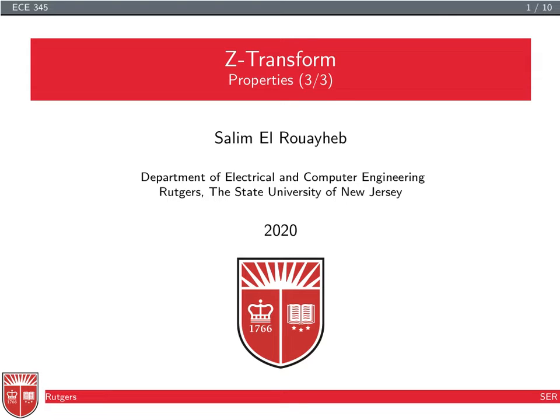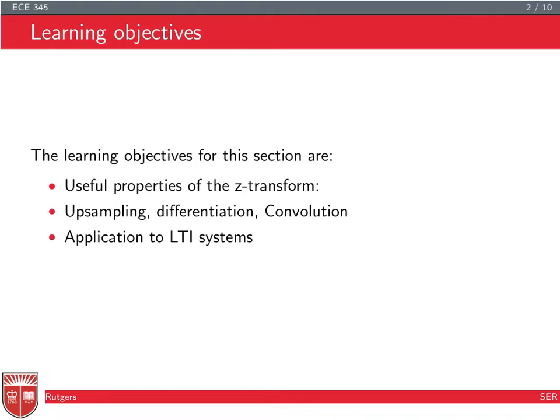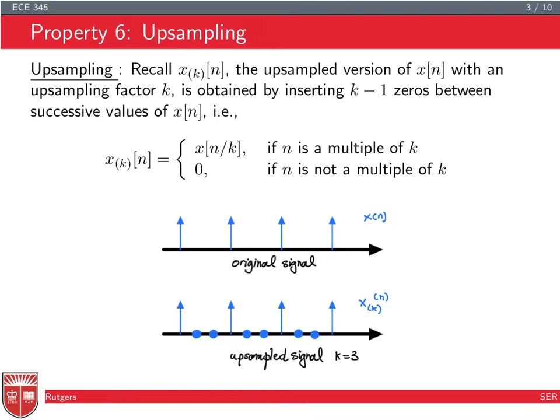This is part 3 of the lecture on the properties of the Z-transform. In this lecture, I want to talk about upsampling, differentiation, and convolution, and an application to linear time invariant systems. We start with the upsampling properties.